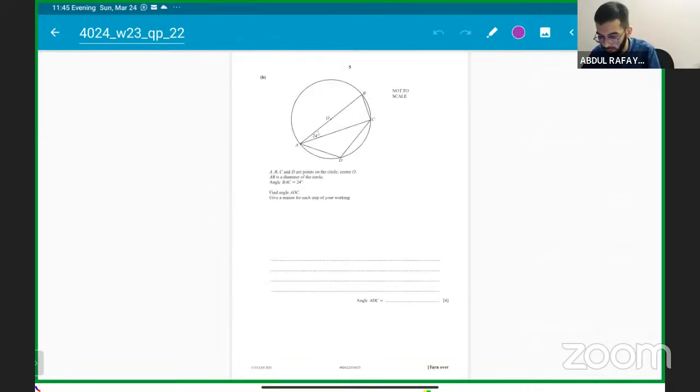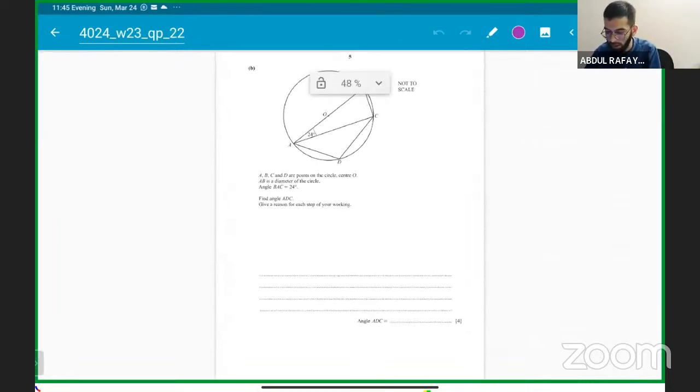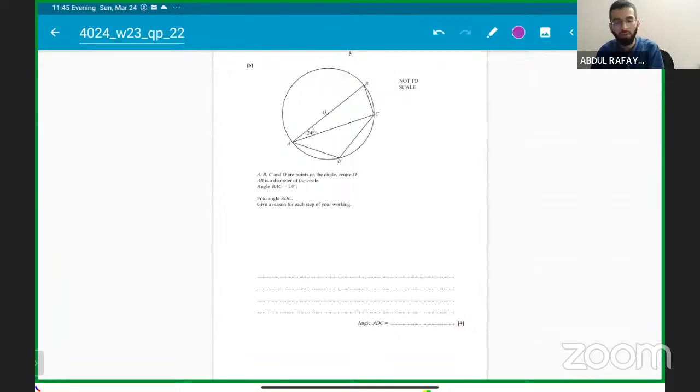Next page is also done, question number 2, but still the question is not completed. Again, very important for 4 marks, circle theorems.